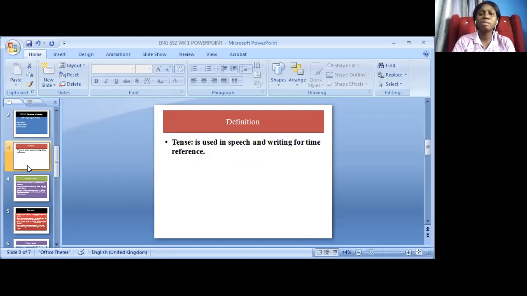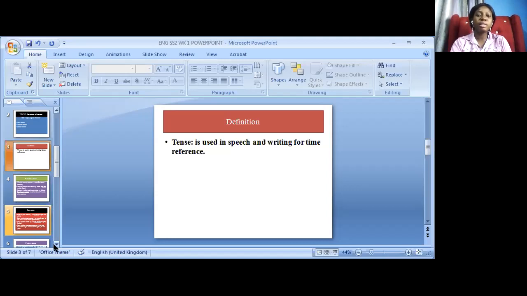I remember last time I told you that tenses are discussed in relation to verbs. Now, what is a verb? A verb is an action word. A verb tells us the action that is going on in a sentence. Now, the work of tense is to tell us the time that the action is taking place in that sentence. So that is the work of the tense.